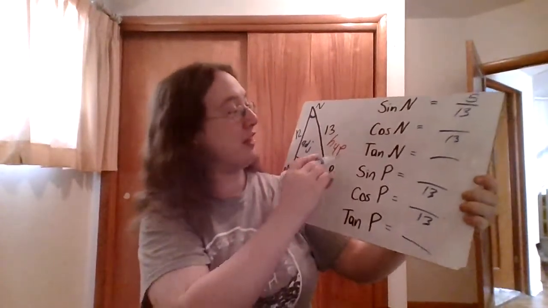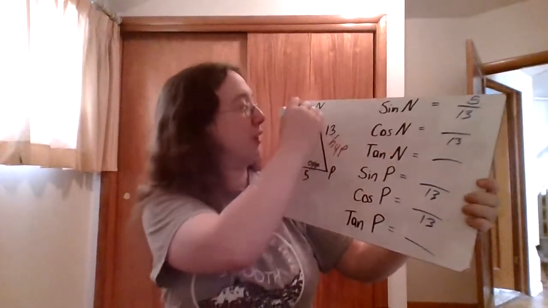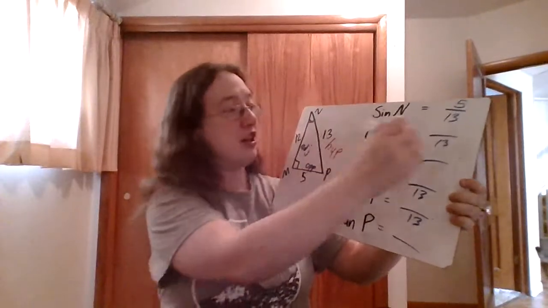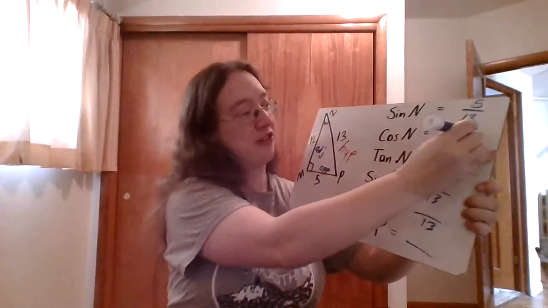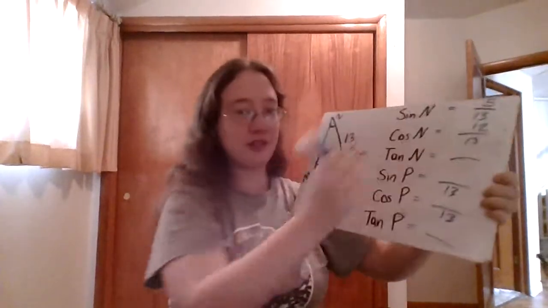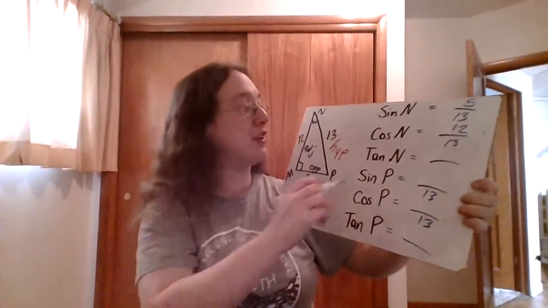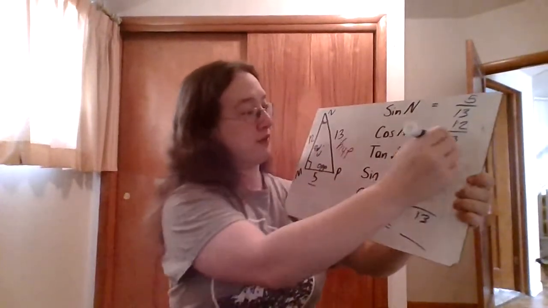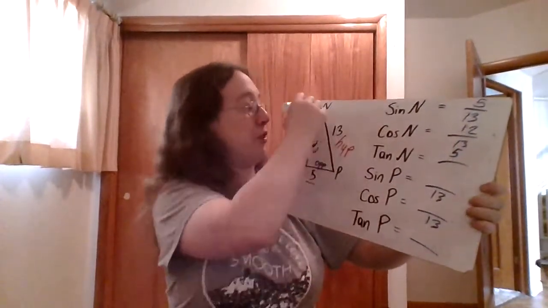Okay, and then our cosine of n. Cosine is your adjacent side over your hypotenuse. So we've already got 13 on the bottom. Our adjacent side is 12. And then your tangent is your opposite side, which we said was 5, over our adjacent side, which we said was 12.